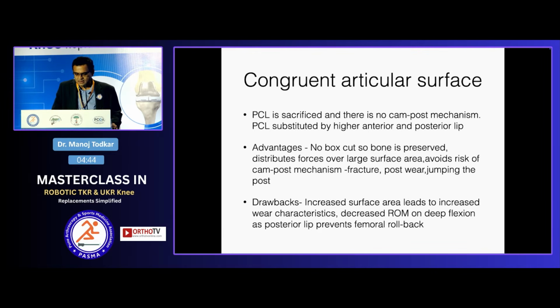The drawbacks are that the increased surface area leads to increased wear characteristics, and it decreases the range of motion in deep flexion as the posterior lip prevents the femoral rollback.